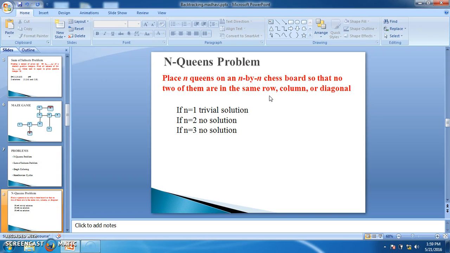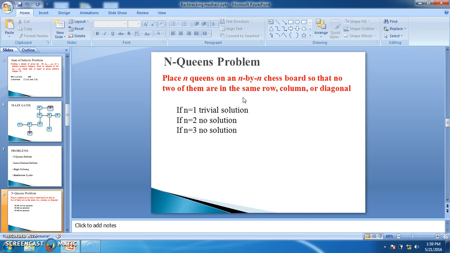Let us see first what are the explicit and implicit constraints that exist in this problem. So here the n value is an implicit constraint. What kind of n value we choose here? The other implicit constraint is that the chessboard on which we are going to place the queens should be n cross n only. So these two come under implicit constraints.